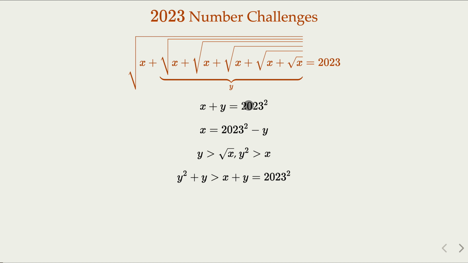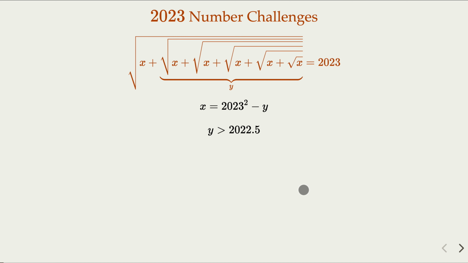Of course, x plus y is a constant. Now we're going to complete the square here. Y squared plus y, and you add 1/4 on both sides to complete the square. Again, we're dealing with positive values, so let's take the square root of it. Y plus 0.5, that's 1/2, is greater than 2023. So y has to be greater than 2023 minus 0.5. That is, y is greater than 2022.5. We have found a lower bound of y.